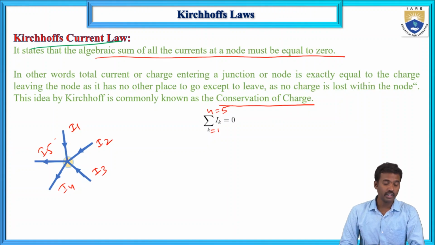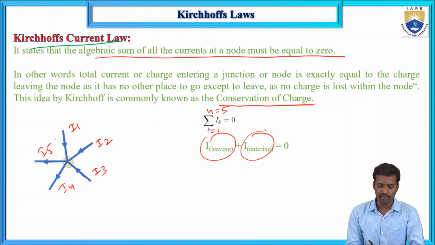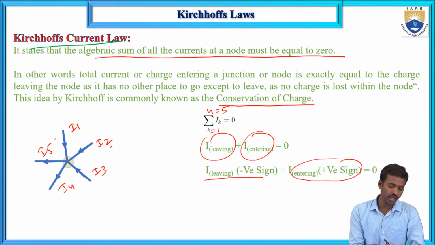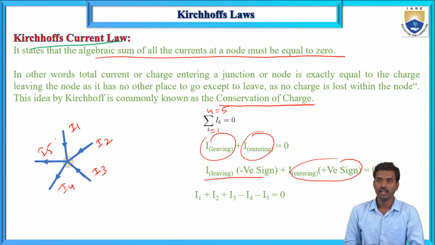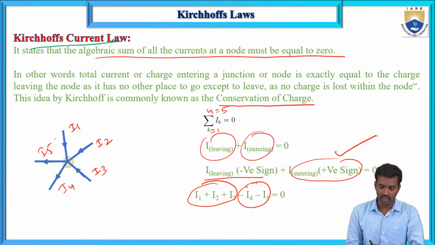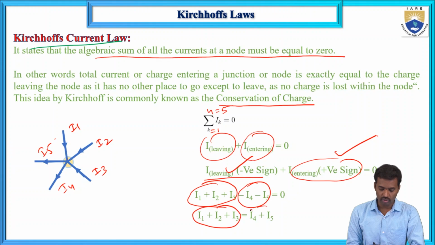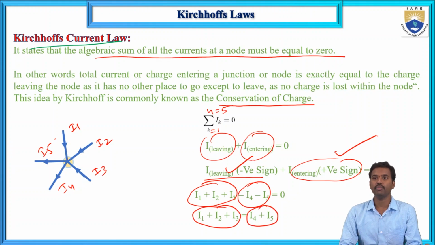So now what are the entering currents? The sum of leaving currents plus the sum of entering currents equals 0. Leaving currents we represent with a minus sign and entering currents with a positive sign. I1, I2 and I3 are entering currents, that is positive sign, and I4 and I5 are leaving currents, that is negative sign. So the sum of entering currents equals the sum of leaving currents: I1 plus I2 plus I3 equals I4 plus I5.